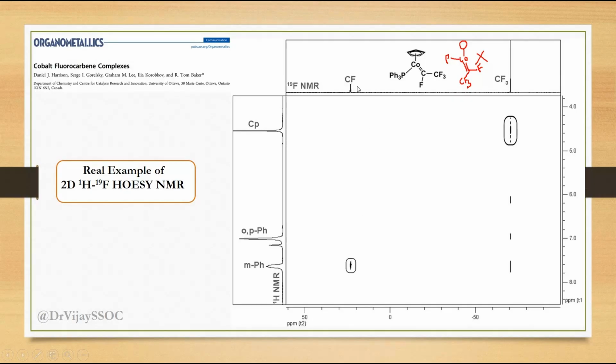But they observe that this fluorine is interacting with the phenyl group protons, which indicates that this fluorine is in close proximity to this phenyl ring, and hence they assign this geometry to this compound and they rule out this possibility. So you can see how this HOESY and 2D NMR is highly important. Now, I hope you understand how to interpret 2D HOESY NMR.